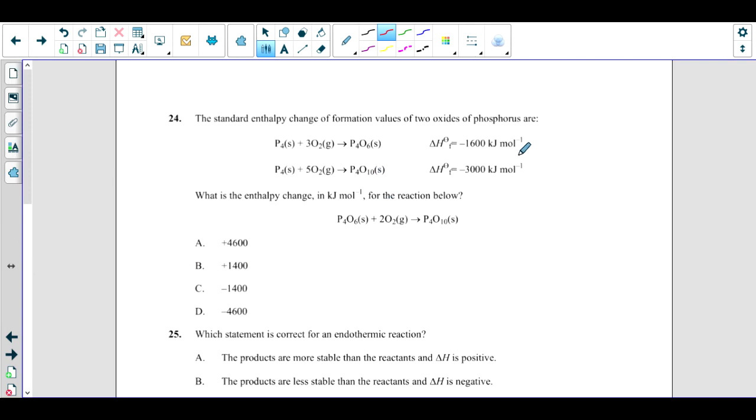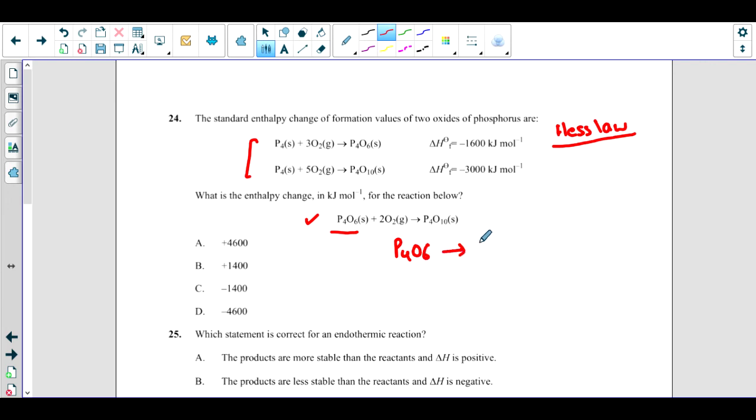We have another question, which is again Hess's law. Important article, a lot of questions are from Hess's law. So let's see if we can do it. We have P4 plus 3O2, the two steps, and this is our main equation. In the main equation, P4O6 is on the product side, but here it is on the reactant side. So what do we have to do? We have to flip it.